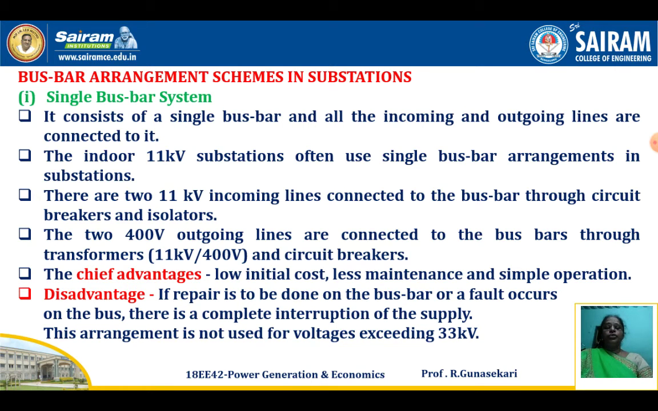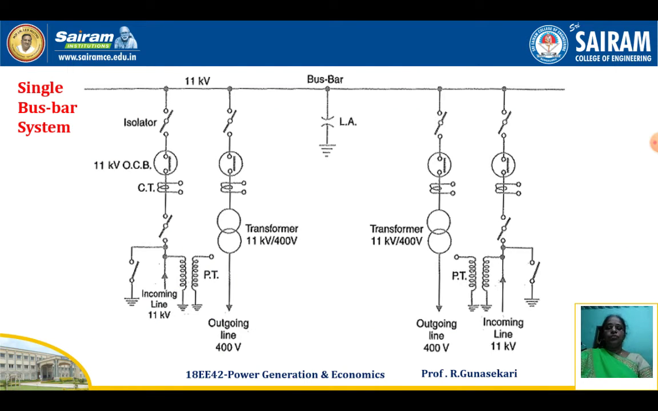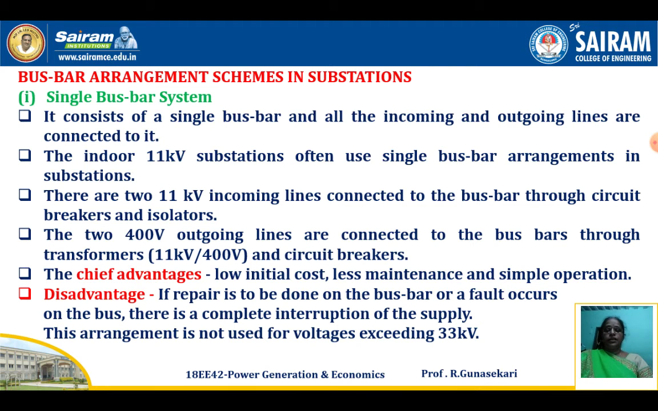Similarly, two 400 volt outgoing lines are connected to the bus bar through transformers, that is step down transformers 11 kV by 400 volt, and circuit breakers. Now you see the circuit diagram. The 11 kV line is stepped down by the transformer to 400 volt. So there are two outgoing lines, one outgoing line of 400 volt on the left hand side and one outgoing line of 400 volt on the right hand side. Both are 11 kV stepped down to 400 volt. We are using step down transformers, through circuit breakers and isolators.